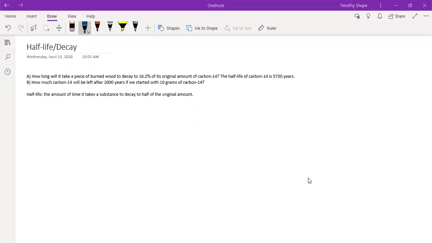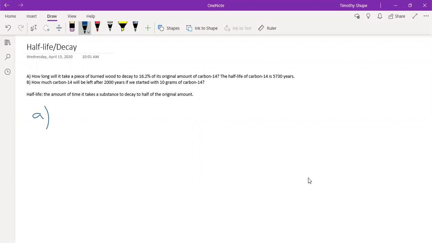And then the second thing we want to be able to do is determine how much carbon-14 will be left after 2,000 years if we started with 10 grams of that carbon-14 when this piece of wood died and was burned. So if we're looking at part A here, part A wanted us to find an amount of time. But before we can find the amount of time, we need to know the rate of decay of the carbon-14 in this piece of wood.